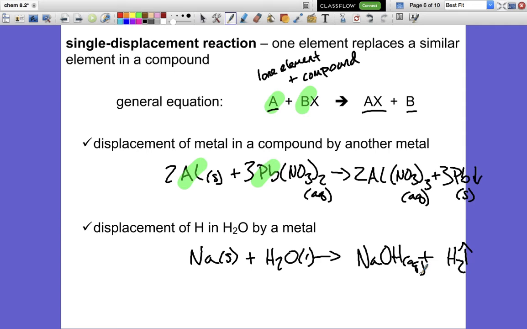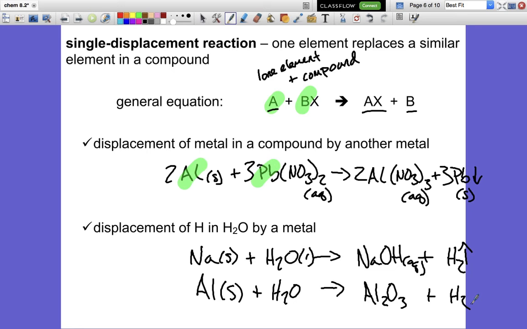Whereas if I had aluminum reacting with water, it can still displace hydrogen, but it does it differently. So again, same two reactants, but I'm going to get different products. Aluminum is actually going to displace both hydrogens in that water, so I just have aluminum and oxide left. I have to balance that appropriately with a 2 and a 3. And then I'm going to have my hydrogen gas.